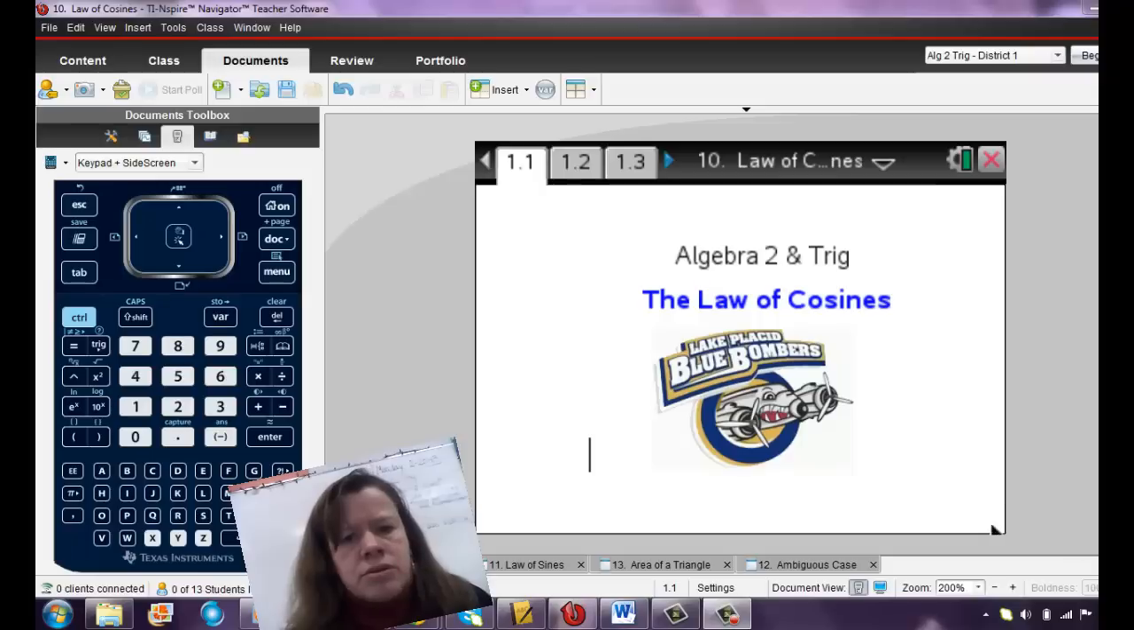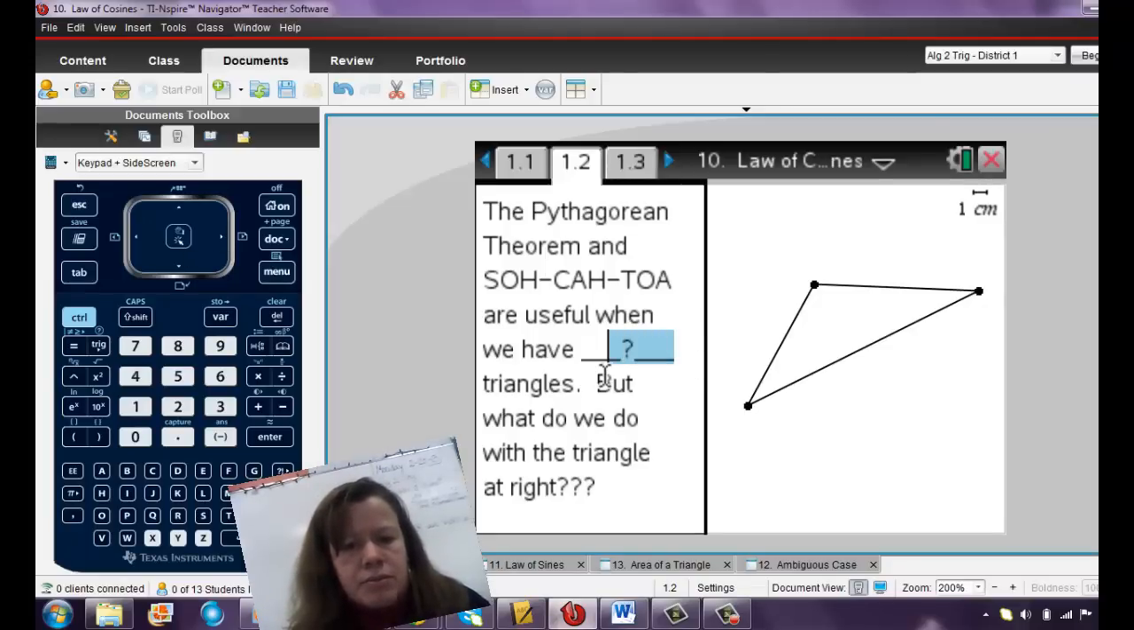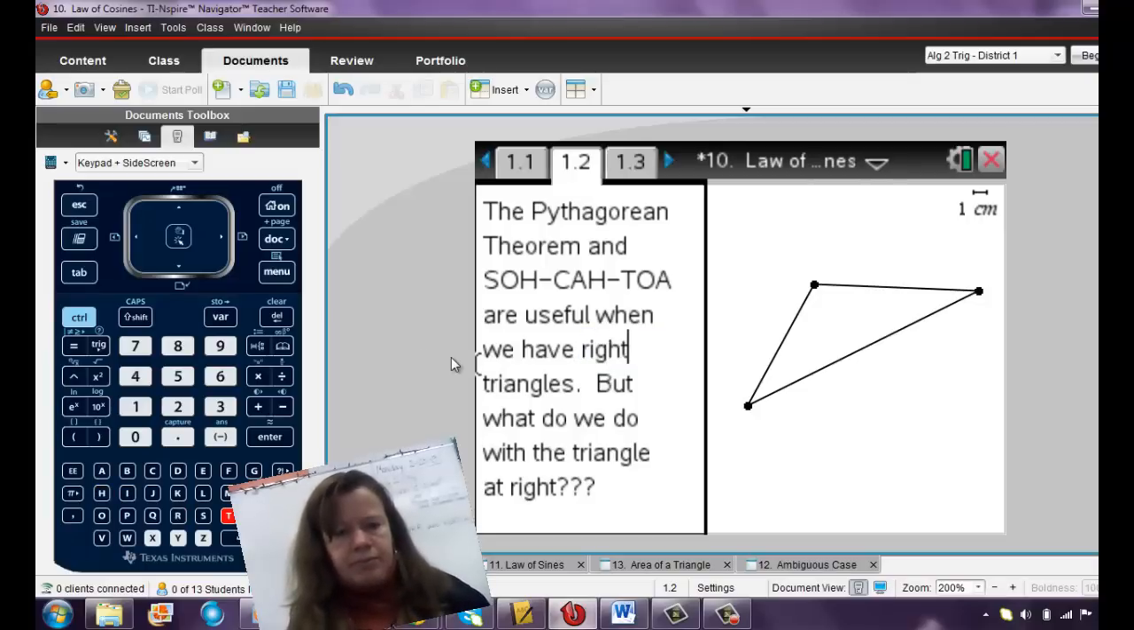And once you're there, go to page 1.2. And here we go. The Pythagorean theorem and SOHCAHTOA are useful when we have right triangles. But what do we do with a triangle like this one? This is not a right triangle. I still need to know stuff.